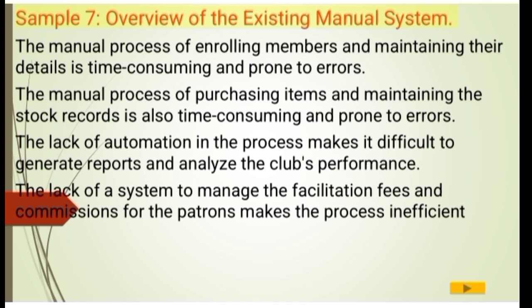Sample 7. Overview of the existing manual system. The manual process of enrolling members and maintaining their details is time-consuming and prone to errors. The manual process of purchasing items and maintaining the stock records is also time-consuming and prone to errors. The lack of automation in the process makes it difficult to generate reports and analyze the club's performance. The lack of a system to manage the facilitation fees and commissions for the patrons makes the process inefficient.